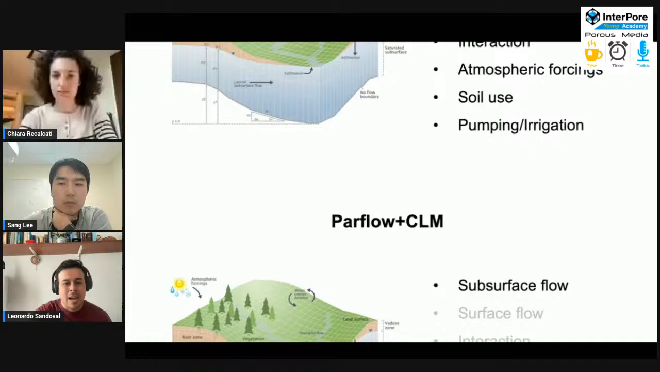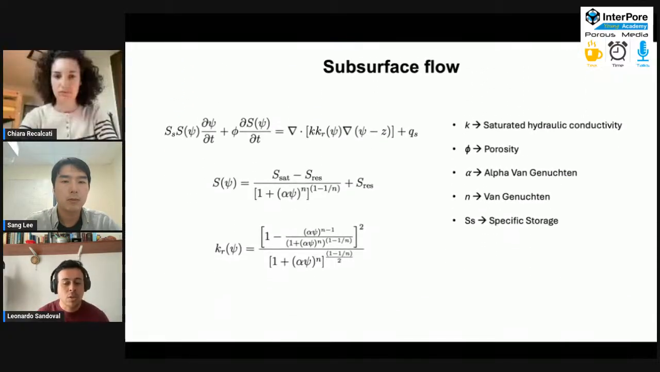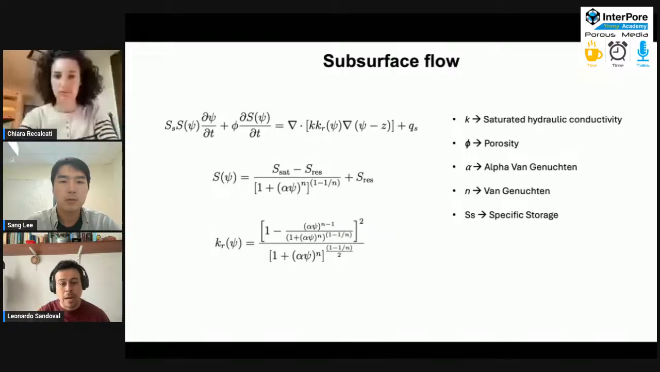For the sake of time, I cannot go into all the details of ParFlow-CLM, all the equations that it has, all the datasets that are necessary to build a model. But I will focus on some points that I consider are particularly interesting for this Po River district model. I will start with the subsurface flow, which ParFlow represents with the Richards equation, closed with the van Genuchten model equations.